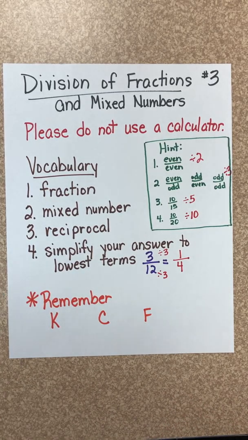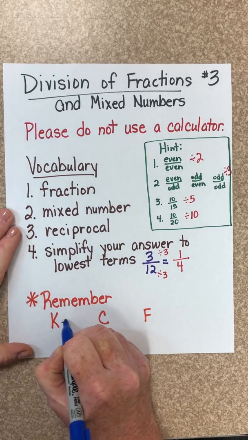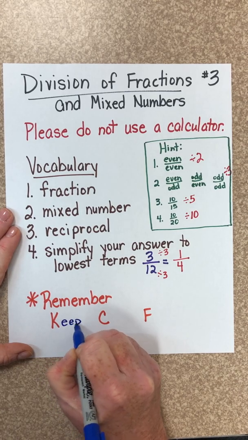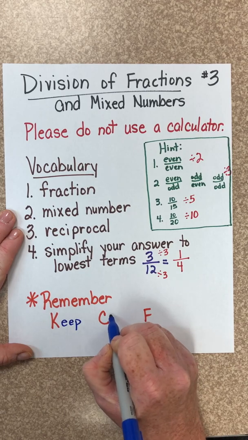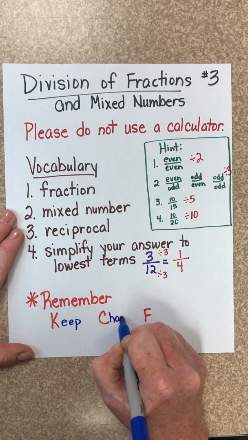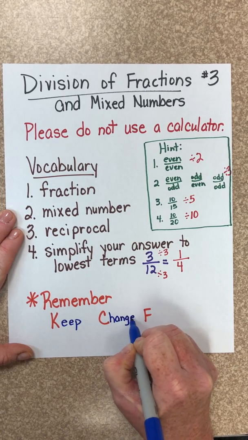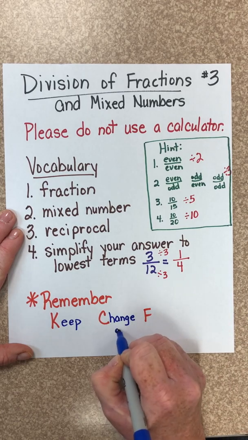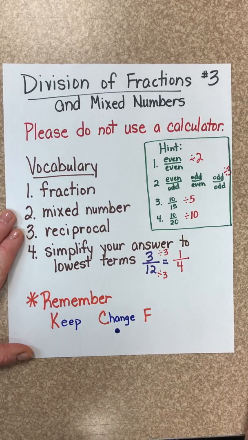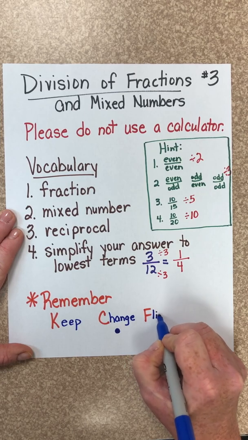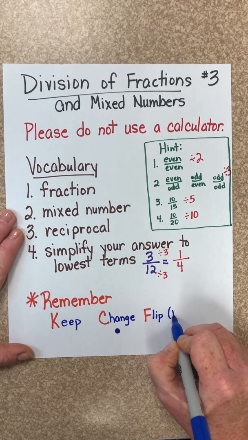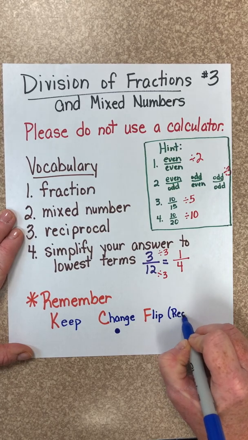Let's also review how to divide fractions. The KCF, we're going to keep the first, and it can be a whole number or a fraction. We're going to change the division symbol to a multiplication symbol, and I'd like for you to use the big dot to show your multiplication. And F stands for flip, and that means we're writing this last fraction as a reciprocal.